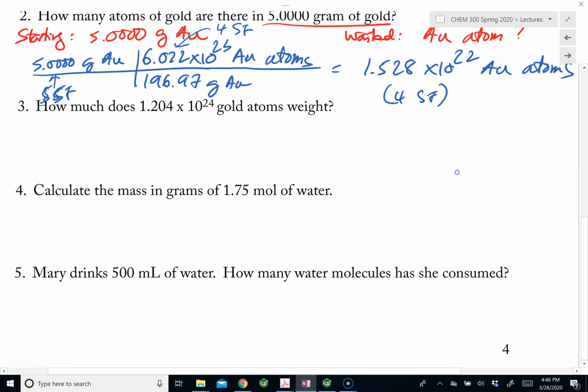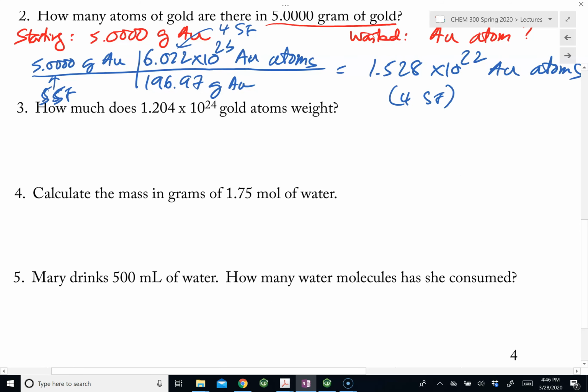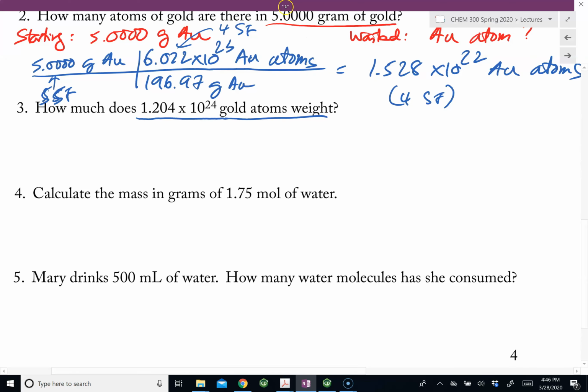Let's now try the next problem. How much would 1.204 times 10 to the 24th gold atoms weigh? So if I were to take out this much gold atom, how much would it weigh? So let's solve this problem. And again, make sure we always think about using dimensional analysis.